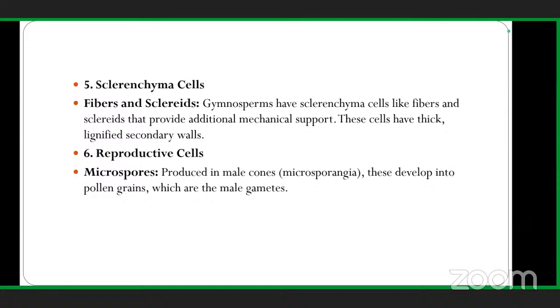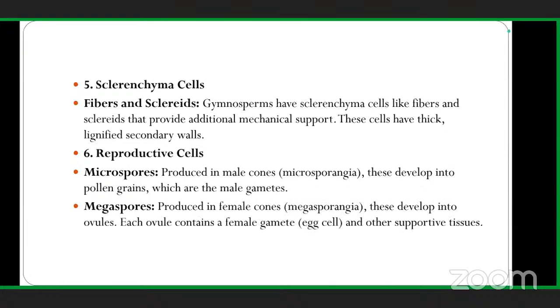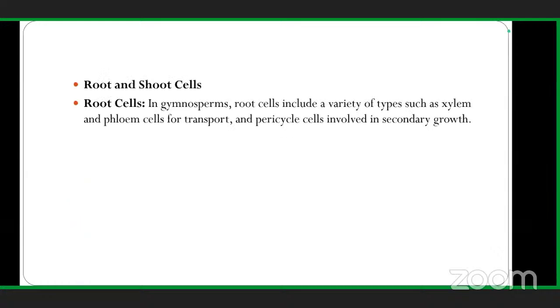Next are reproductive cells, which include microspores produced in male cones, in the microsporangia. These develop into pollen grains, which carry the male gametes. Next are megaspores produced in female cones, in the megasporangia. These develop into ovules. Each ovule contains a female gamete, the egg cell, and other supportive tissue.